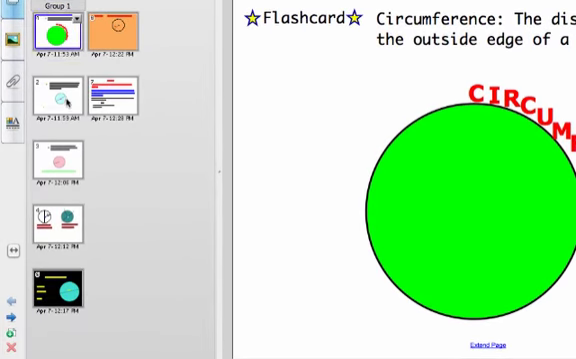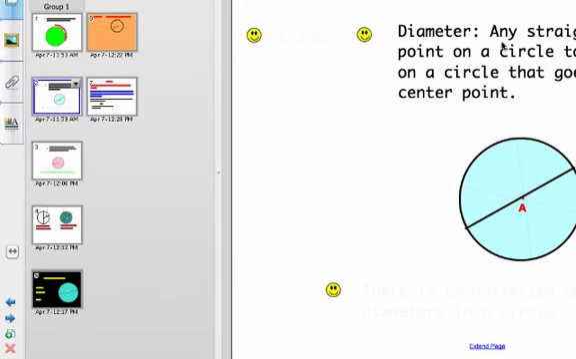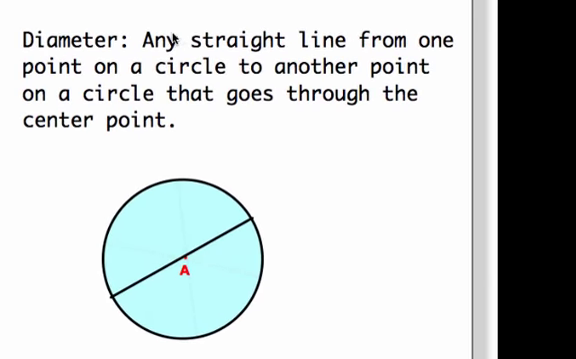Next thing we ought to know is diameter. Diameter is any straight line from one point on a circle to another point on a circle that goes through the center point. And this center point here, you can see that little red dot right there, is point A, and a circle is always named for its center point. So this circle would actually be called circle A.